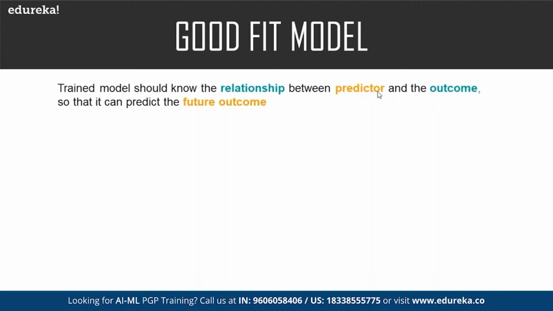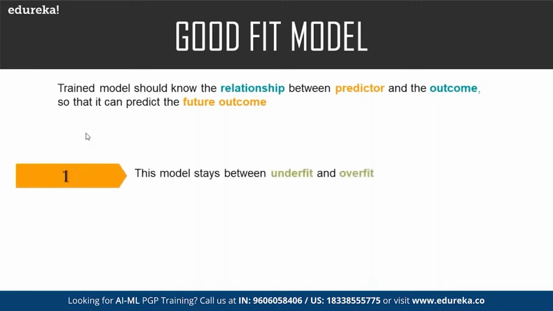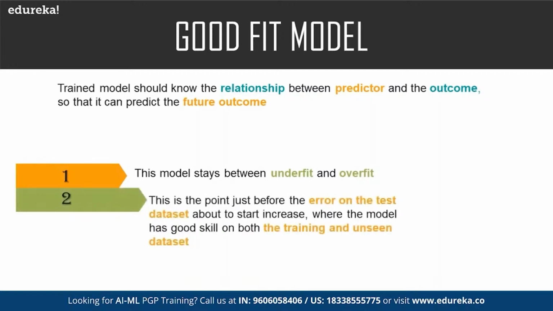We call such predictors features, and we call the outcomes labels, so that the trained model gets the correct future outcome, which is nothing but the right labels that we expect it to yield. This type of model stays between underfit and overfit, because we have chosen the right data set for evaluating the model.